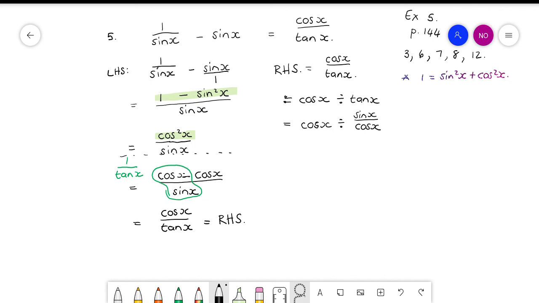En as jy deel met 'n breek, dan maal jy met sy resiprook. So ons het cos x maal met cos x op sin x. Do you see the tan came from the bottom? So that is 1 over tan. So basically it becomes cos x over sine x. Do you see that? Guys, see that? And this is equal to cos squared x over sine squared x.